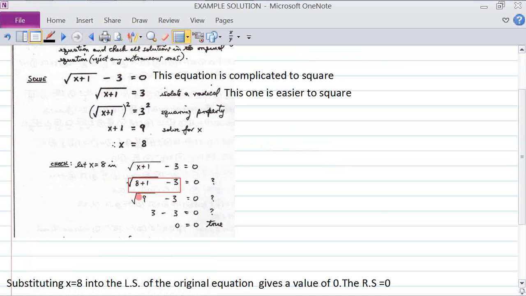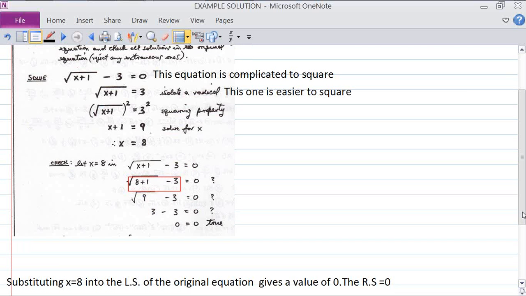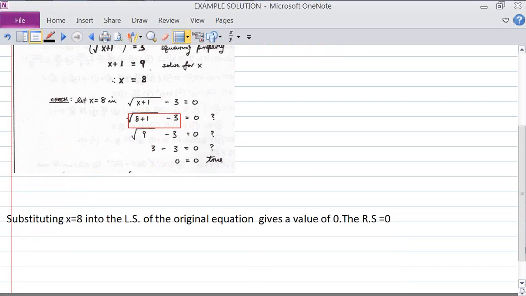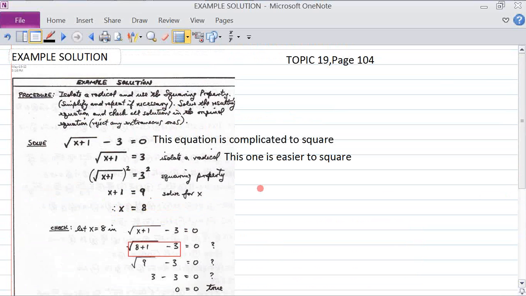Now, if we substitute 8 into the x position here, and replace x with 8, we get the square root of 8 plus 1, which is the square root of 9. And 3 minus 3 is 0. This is really the left side of the equation, and this is really the right side of the equation. 8 plus 1 gives square root of 9. Square root of 9 is 3. We still have the minus 3. So the 8 is a valid solution. There are no extraneous solutions on this. So this completes our discussion of page 104.